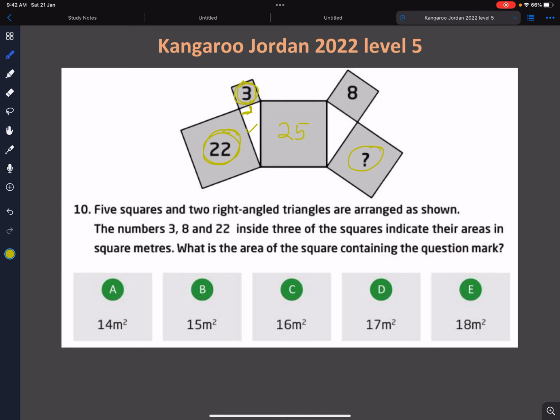And if you apply the Pythagorean theorem to the other triangle over here, let me just take this away. Okay, this is a right triangle over here. And again, the square on the hypotenuse equals the sum of the squares on the other two legs. So we have this is 8 and the square on the hypotenuse is 25. If you just subtract them, the answer will be 17. So the answer choice matching this case is answer choice D.